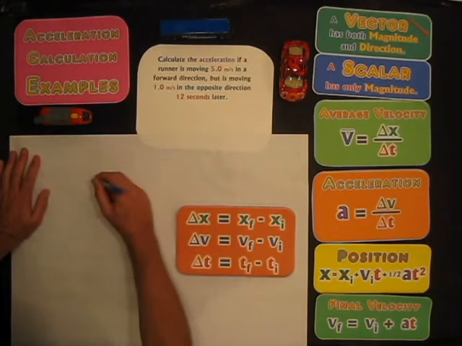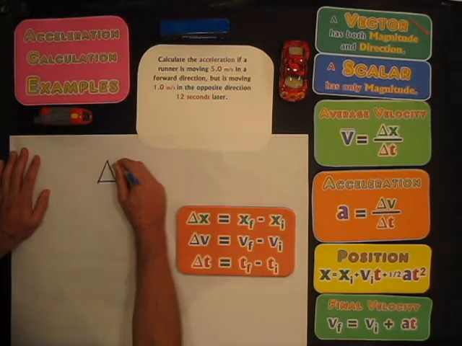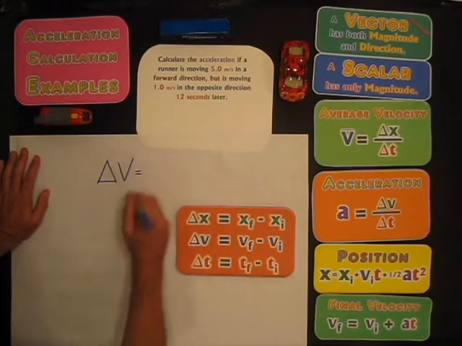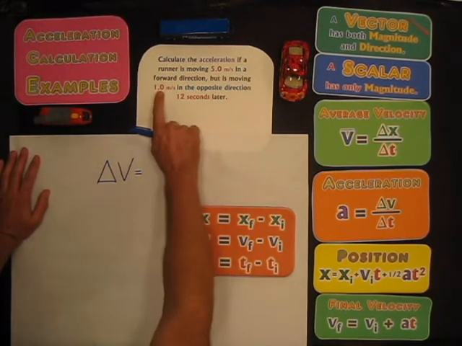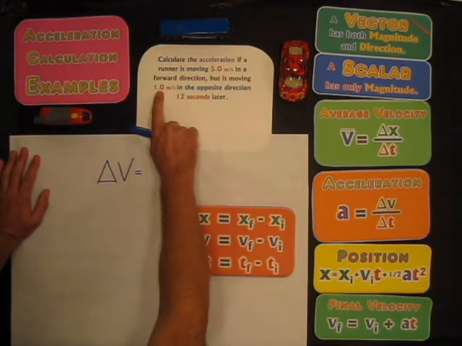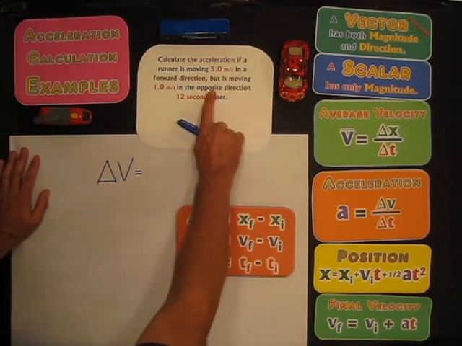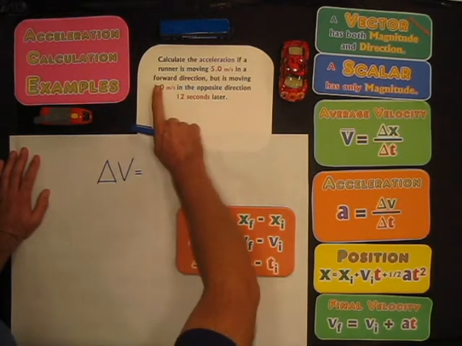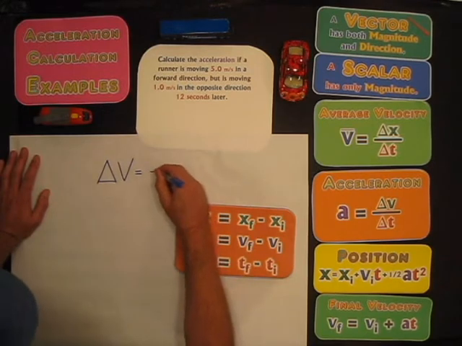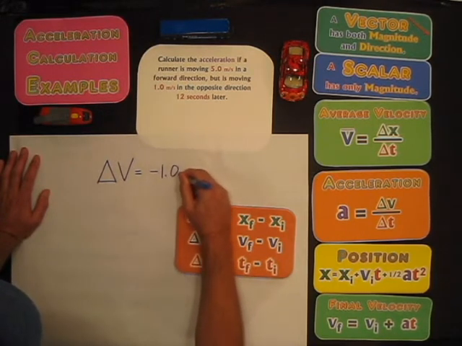We need our delta V. So which is the final one? Oh yeah, this is the final. But even though it's smaller, it's our final one. And don't forget the opposite direction. So if we're defining the way we started as positive, this will actually be negative. So negative 1.0 meters per second.